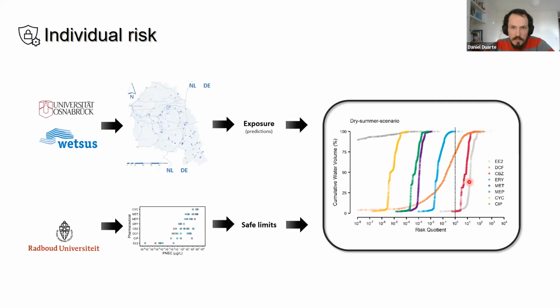And as you can see very clearly, ethinylestradiol, the sex hormone, and carbamazepine, the anti-epileptic drug, are mostly close to 100%. 100% of it is above the safe threshold in terms of water volume of the entire catchment. And to a certain degree, you also see that for diclofenac, maybe around 25% of the water volume also exceeds the safe limits.